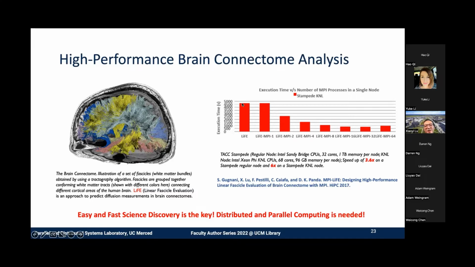Originally, just to process one brain, you needed more than 4,500 seconds. But with our method, we can reduce it to less than 1,000, almost just 600 seconds. We did this on the Stampede cluster, which was a top five or top six supercomputer in the world. In a single node, we were able to improve performance 6x for this brain image processing. So here we find that easy and fast science discovery is the key, and distributed computing expertise or knowledge is needed to help you.